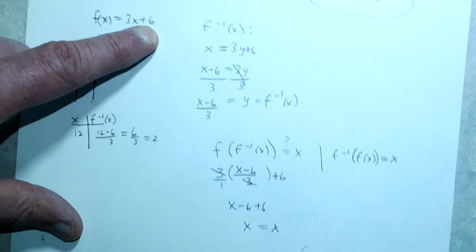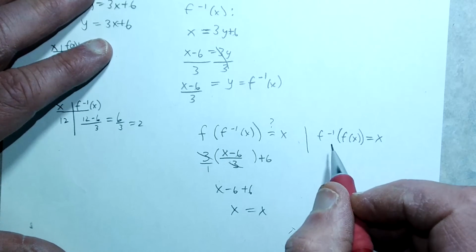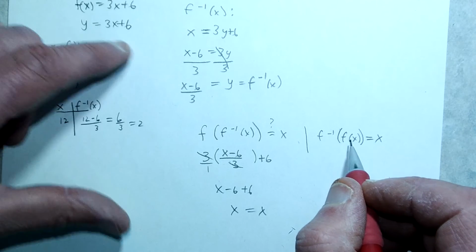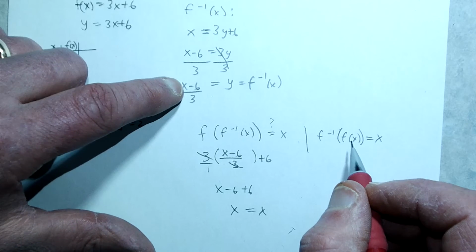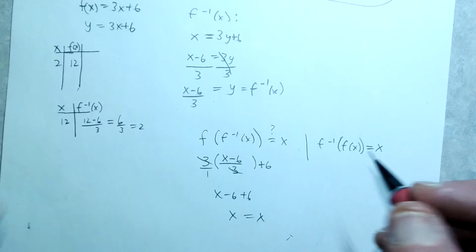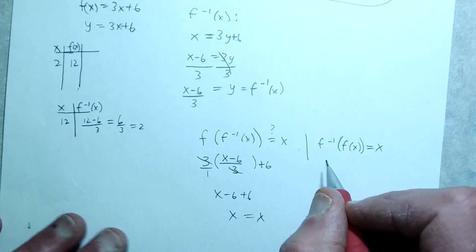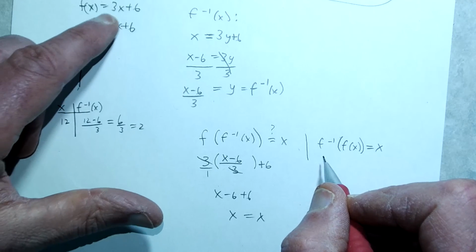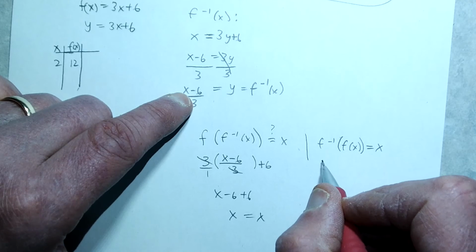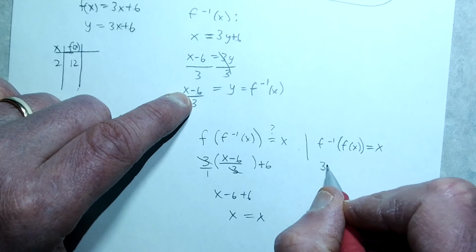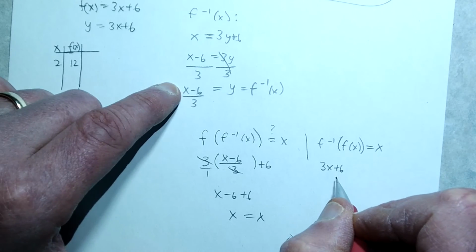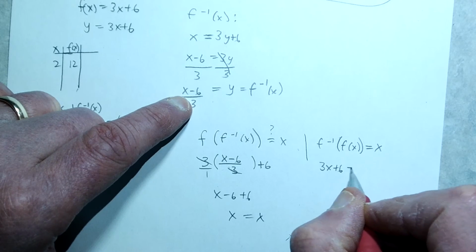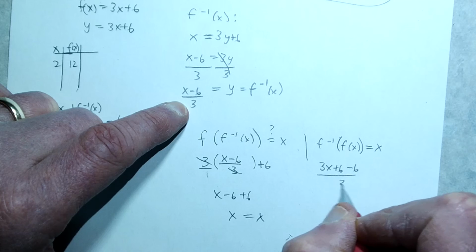But let's prove it in both directions. So over here, I'm starting with this inverse function, and my input is to put the f of x function in for x. And let's see if that produces x at the end. So what I have is, instead of x, I'm putting the f of x function in there, right? So I'll have 3x plus 6 going in for x. And then I'm going to do the rest of the inverse function, minus 6 all over 3.